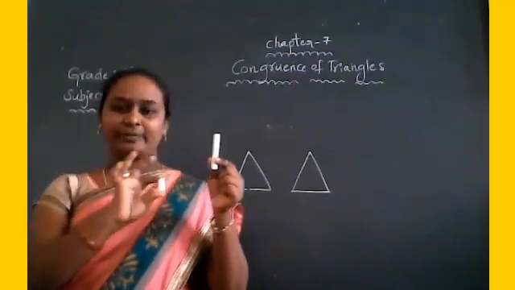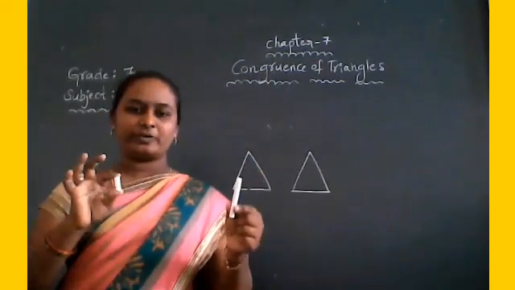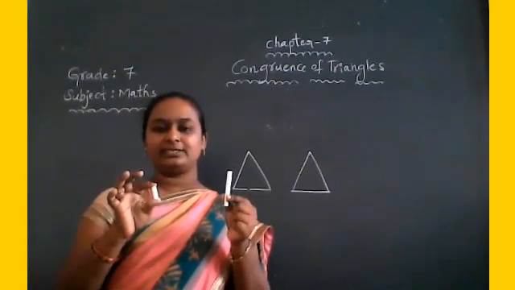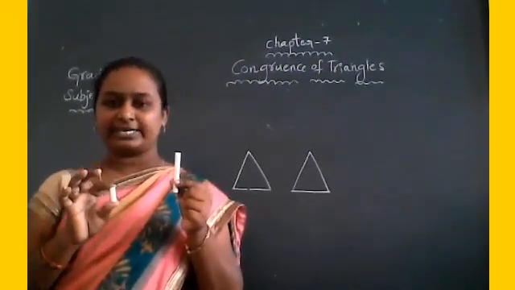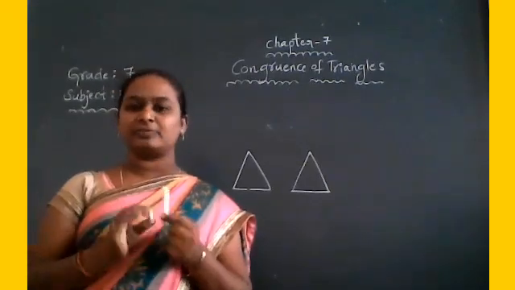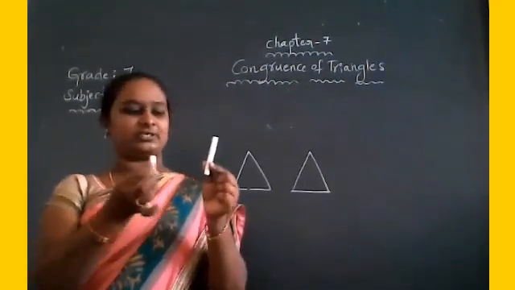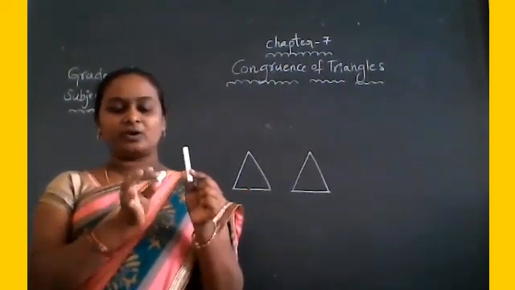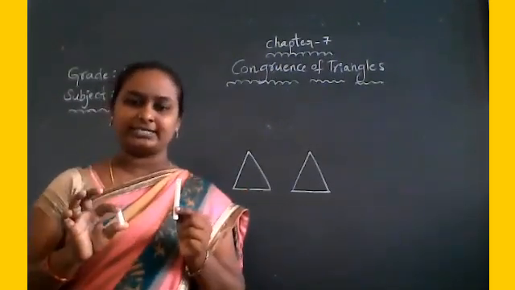But the shape is the same. It is a chalk piece, and this one is also a chalk piece. Shapes are the same, but sizes are different. So that is called similarity. These are all similar objects, similar chalk pieces. But we can't say these two are congruent.